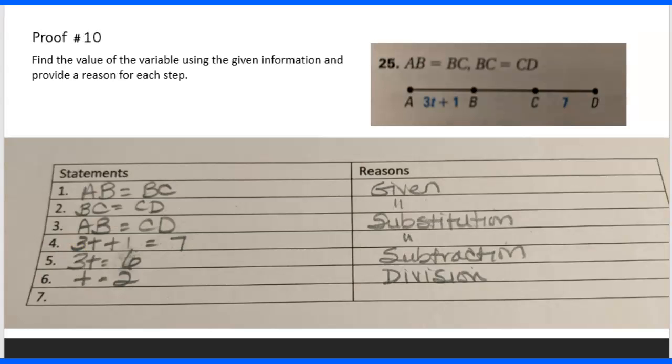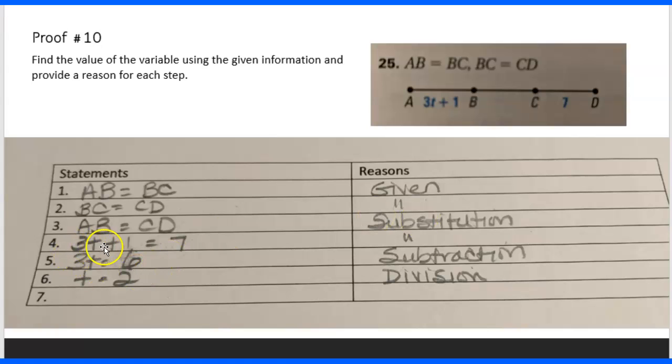And then finally, the last one, this is similar. Find the value of the variable. AB equals BC and BC equals CD. So I'm going to put AB equals BC, given, BC equals CD, given. Then I do the same thing, AB equals CD, and that's just substitution or subtraction, whichever one you did.